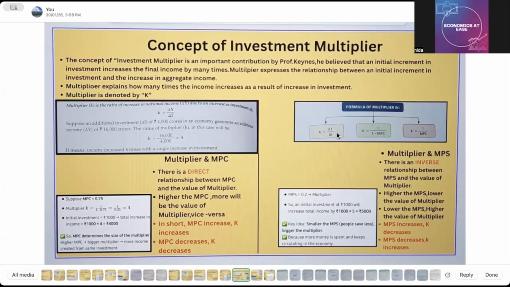So in short, the higher the MPC, the greater will be the multiplier effect. An increase in investment will lead to an increase in income, then an increase in consumption and a further increase in income. This continues and total income rises multiple times.